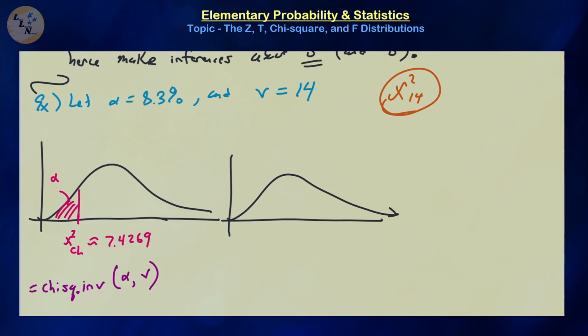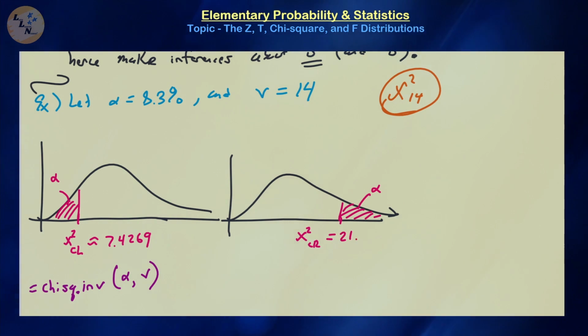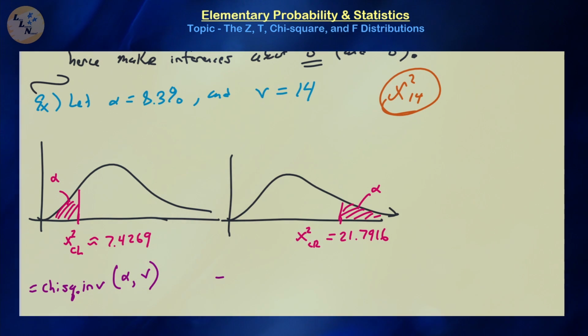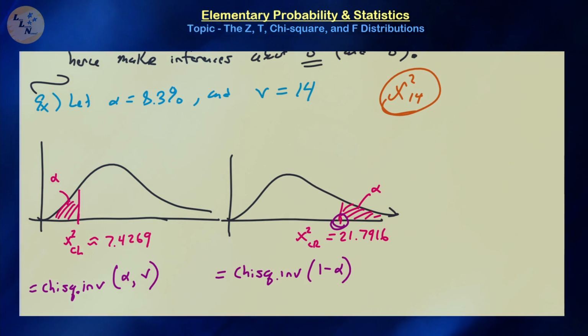Similarly, let's again draw our little chi-square distribution. Let's assume that instead we want our alpha to be in the right tail. So how would we calculate that chi-square CR value? So one should be able to show that that's 21.7916. How do you calculate it in Excel? That's going to be equal to CHISQ.INV, the area to the left of that number, which is going to be 1 minus alpha.